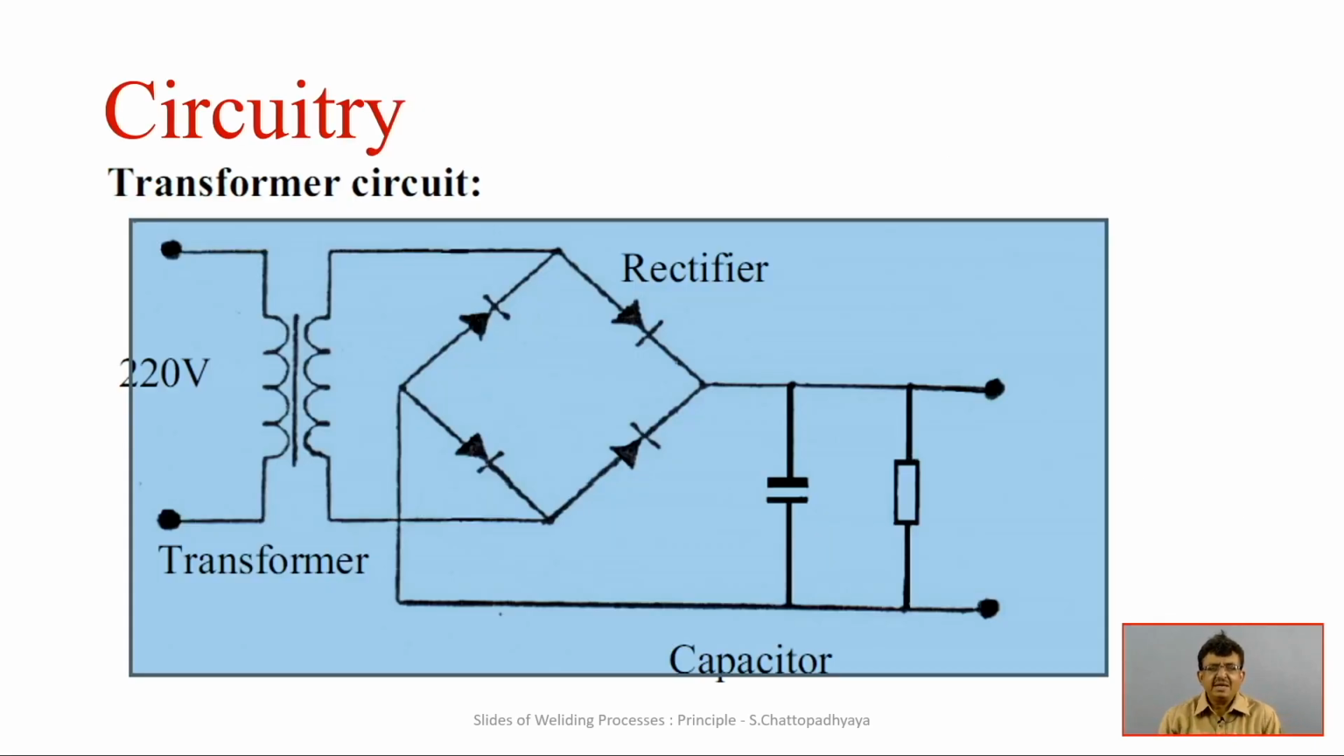We can see the circuitry of the transformer. 220 volts is coming and it is stepped down, maybe say 100 to 110 volts, and then it is fed into the rectifiers, and the rectifiers will convert it to DC. Capacitors will just keep it and make a smooth flow of the current without any fluctuations.